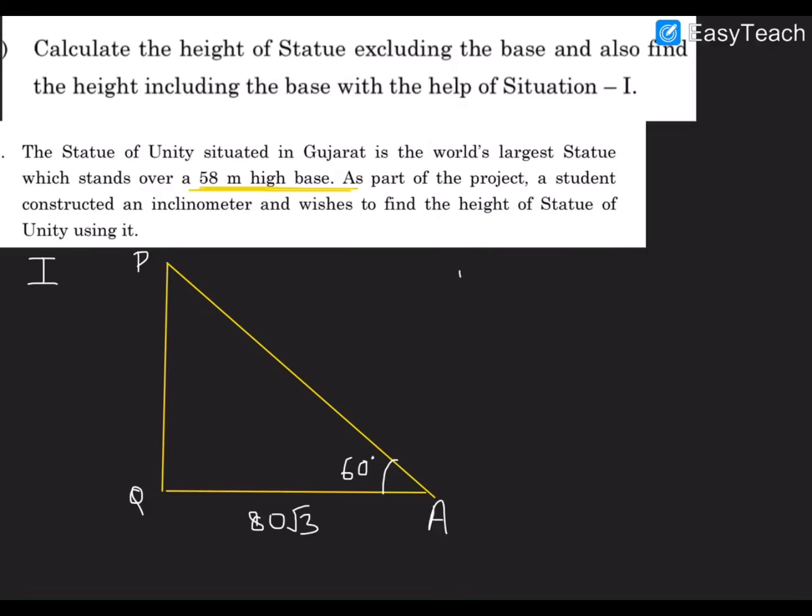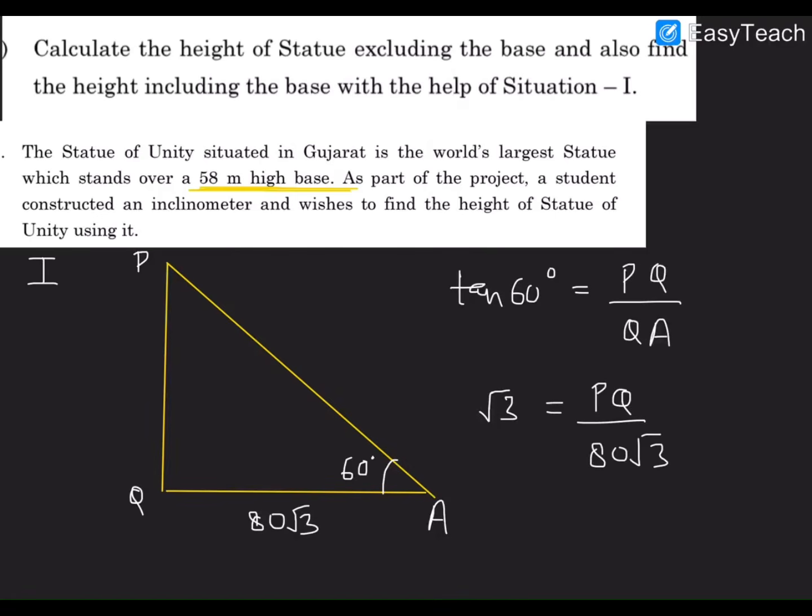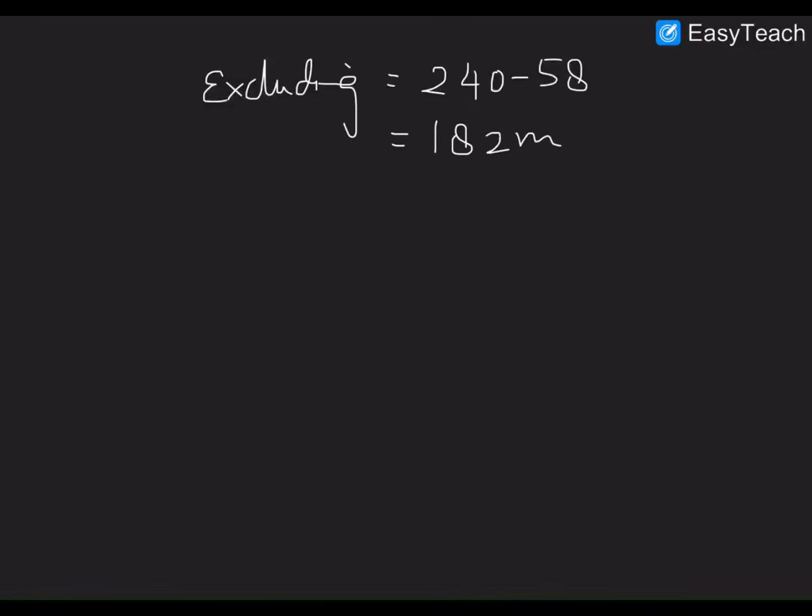So from here, tan 60 degrees equals PQ by QA. So tan 60 is root 3, equal to PQ by 80 root 3. So PQ comes out to be 80 root 3 into root 3, which gives you 240 meters. So this is including the base. To exclude the base, excluding is 240 minus 58, which gives you 182 meters.